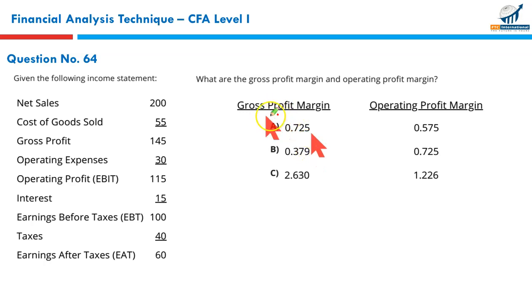Very simple question. You just need gross profit percentage. Gross profit is what percentage of sale, and operating profit percentage. Operating profit is what percentage of sale. It's a joke, but let's joke around. 145 by 200 gives you 72.5%, and 115 upon 200 gives you 57.5. Fine, A is the result. Click A and move on.